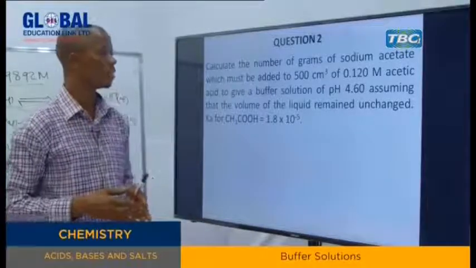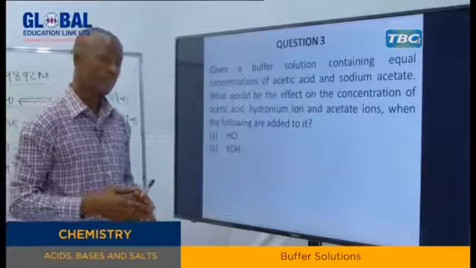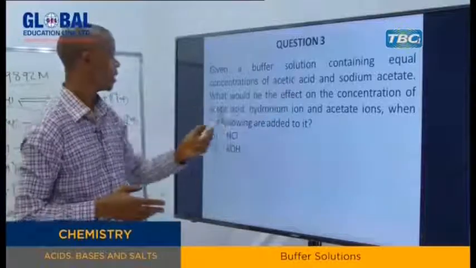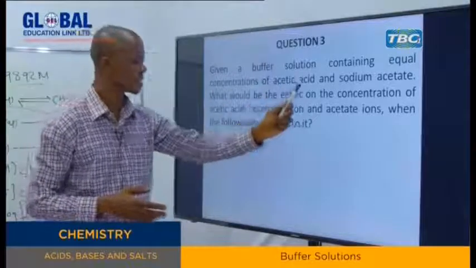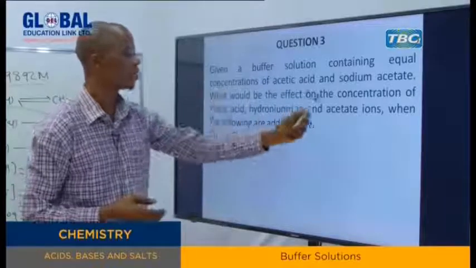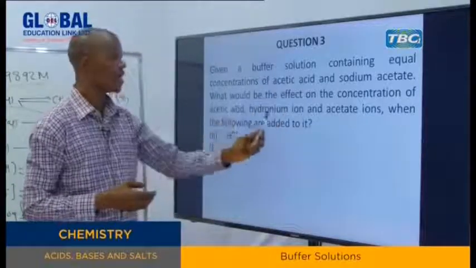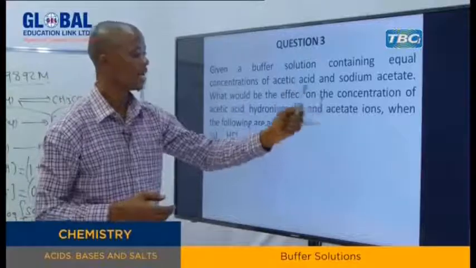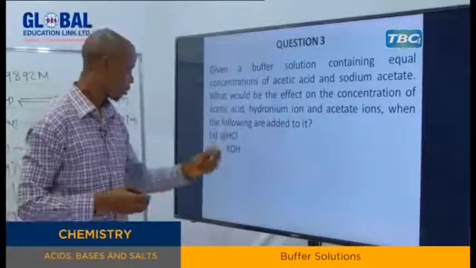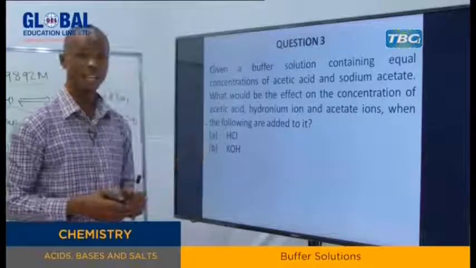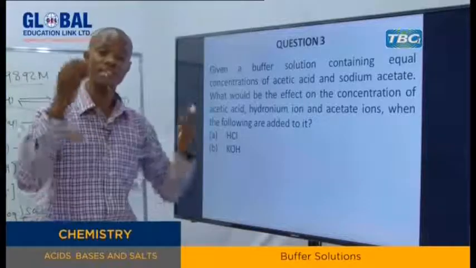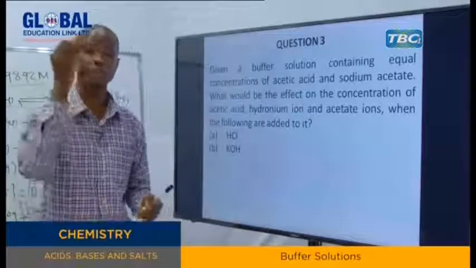Now, let's see question number 3. This is another form in which a question might come. Given a buffer solution containing equal concentrations of acetic acid and sodium acetate, what would be the effect on the concentration of acetic acid, hydronium ion, and acetate ion when the following are added to it: hydrochloric acid and potassium hydroxide? This question is also very simple, because we have discussed the mechanism of the acidic buffer solution.